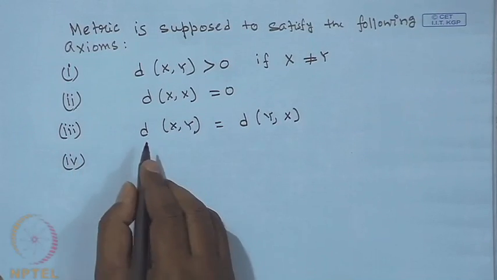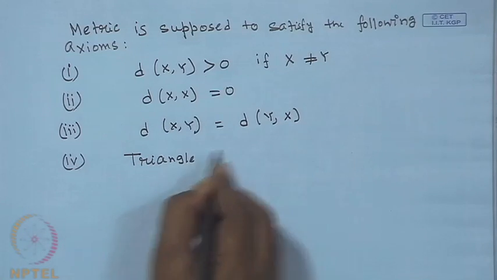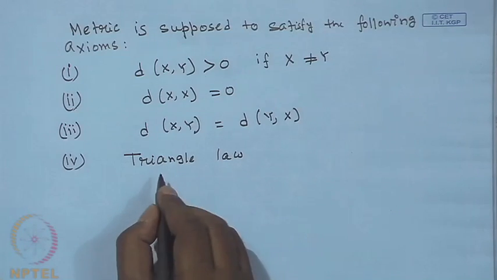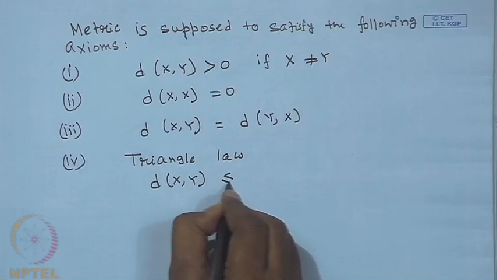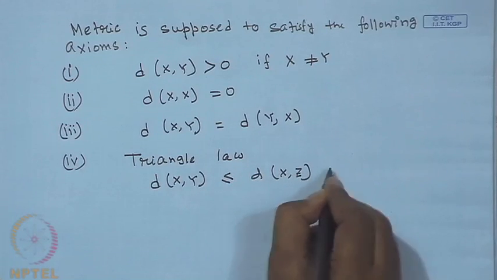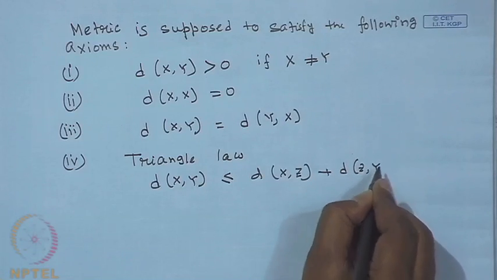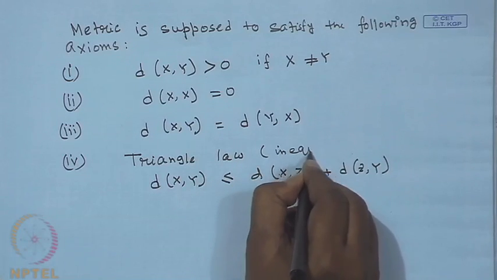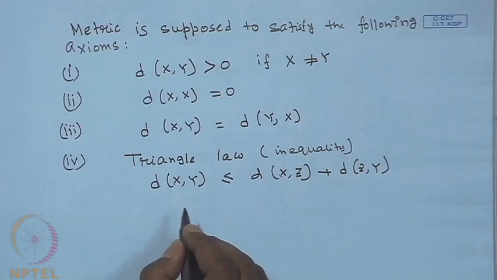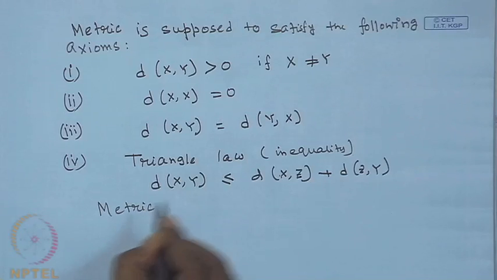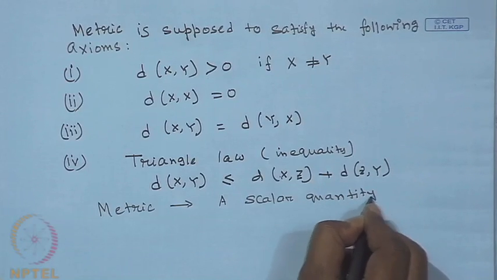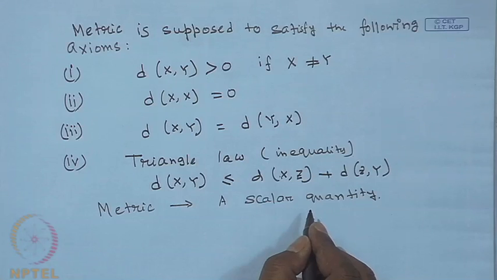The fourth will basically be the triangle law. The triangle law is that the sum of two sides of a triangle is always greater than or equal to the other side. So, the metric between x and y will be less than or equal to the metric between x and z plus the metric between z and y. This is also known as the triangle inequality law. Therefore, we have understood that metric is nothing but a scalar quantity. So, it is a scalar characteristic defined between two vector quantities.